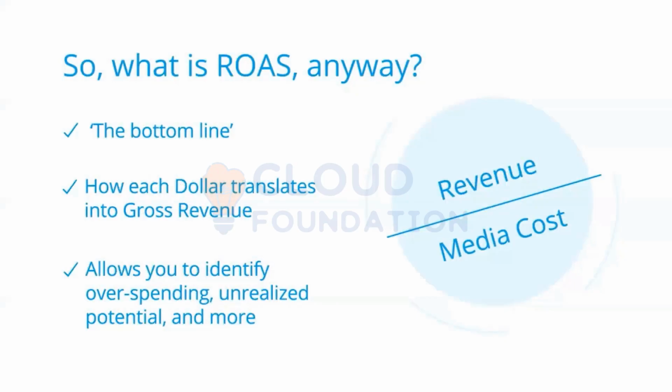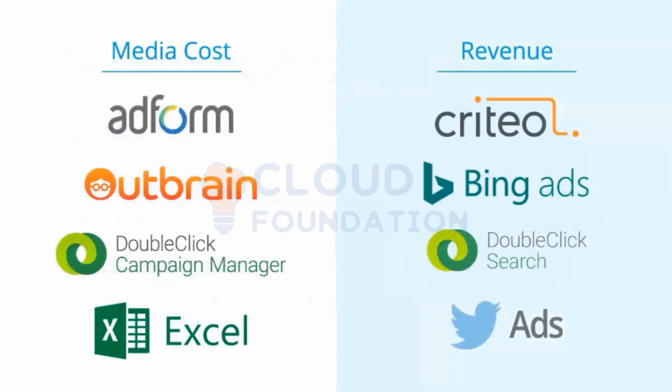So return on ad spend is basically how each dollar translates into the gross revenue. So revenue by media cost. So each dollar, how much is that? How much am I yielding? Per dollar is basically return on ad spend, and it helps you identify overspending, unrealized potential and more. So revenue divided by media cost gives me the return on ad spend.